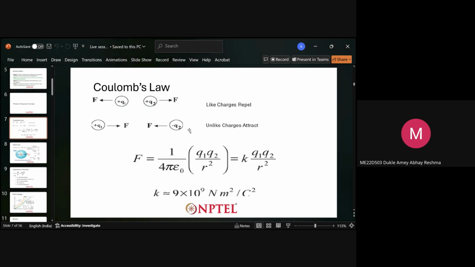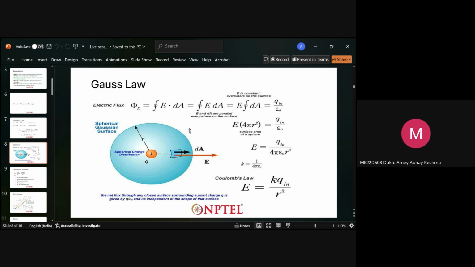So we'll move to the next important thing. This is the Gauss law. Basically, when you have a charge kept in space, the flux that is generated by the charge at distance r from the charge is given by the Gauss law formula. The Gauss law formula is q upon 4 pi epsilon naught r square.